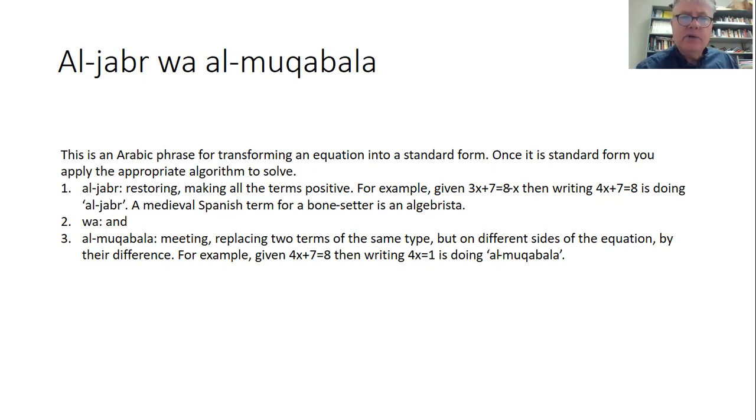And that's where you've got terms of the same type and you sort of amalgamate them into one term. So for example, if you've got 4x plus 7 equals 8, 7 and 8 are of the same type, so you amalgamate them, so you bring the 7 over, take it away from the 8, so you get 4x equals 1. So you're just left with just one of each type, and the coefficient has to be positive. And that's doing algebra wa al-Muqabala.